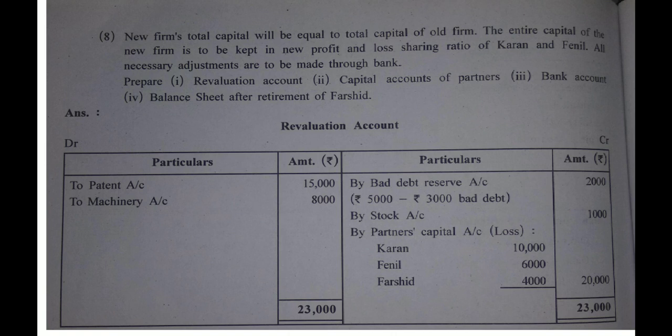Now you will write it down: 23,000 on the credit side. As I said, the total of whichever side is higher is to be written on both the sides, and the amount of difference is always profit or loss. In this sum, it is loss.